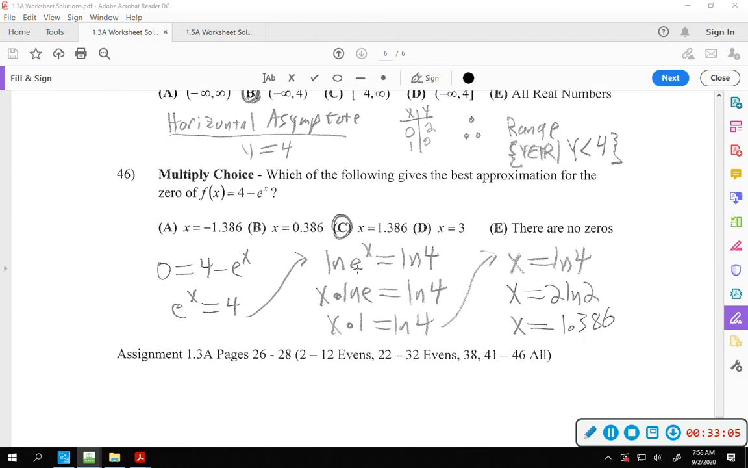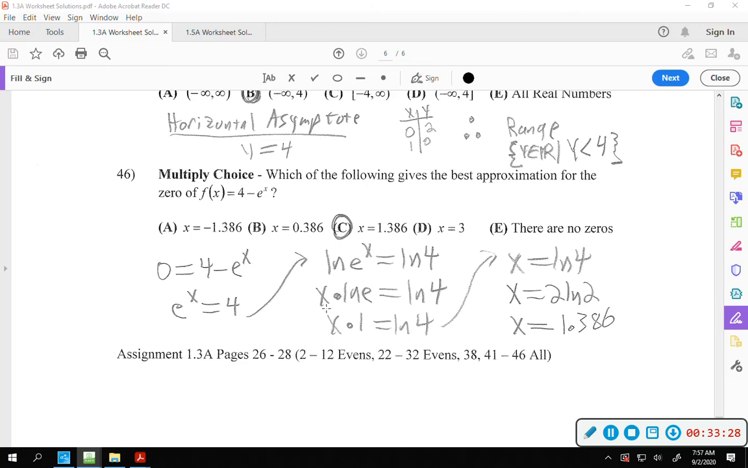46, last problem. Which of the following gives the best approximation for the 0? Here's the work. Whenever it asks for a 0, you set the function equal to 0. We actually did this problem already. I add this to the other side, take the natural log of both sides to undo the e raised to. I showed the work here so you can see it's the same rule.